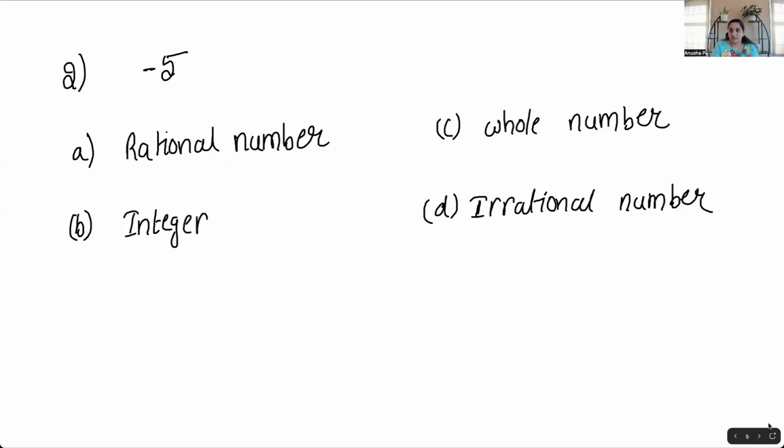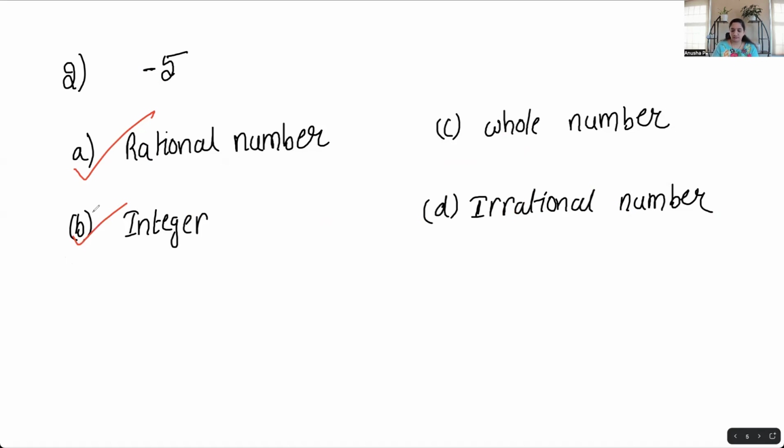Next one, minus 5. Minus 5, is it a rational number? Yes, because all the integers come under the rational numbers along with the fractions. So that option is correct. Is it an integer? Yes, because integers have 0, 1, 2, 3, all the positive numbers, and -1, -2, -3, all the negative numbers.